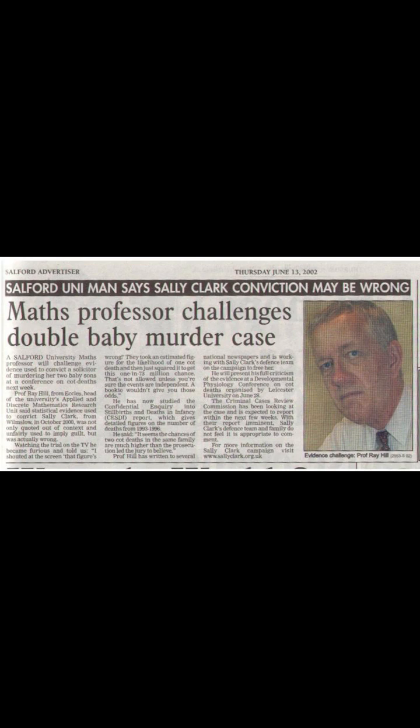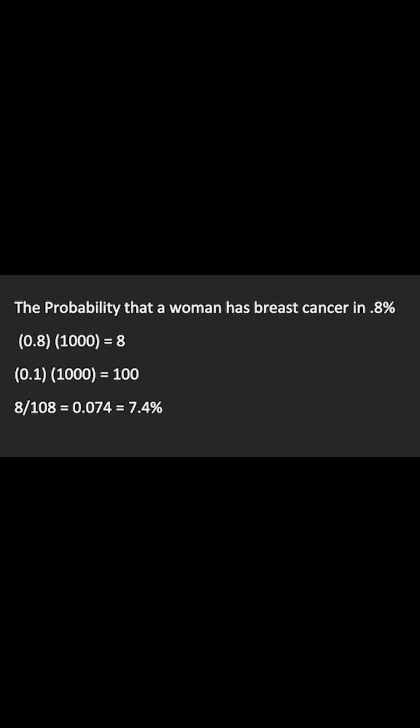To better understand this, let us work through an easier example. A test for breast cancer is 90% accurate, with a 10% false positive rate. Research shows that approximately 0.8% of women have breast cancer. So if a woman took the breast cancer test and came back positive, what are the chances she has breast cancer? The answer, about 7.4%. To understand why this is, we must use conditional probabilities.